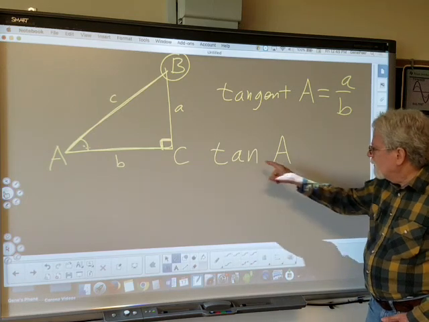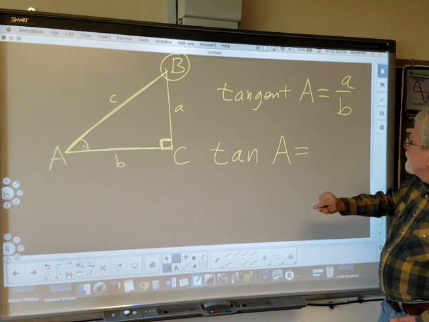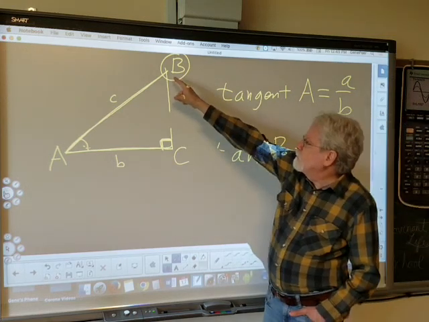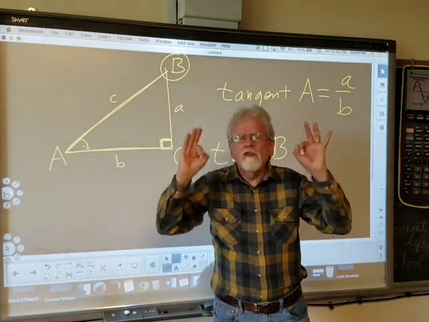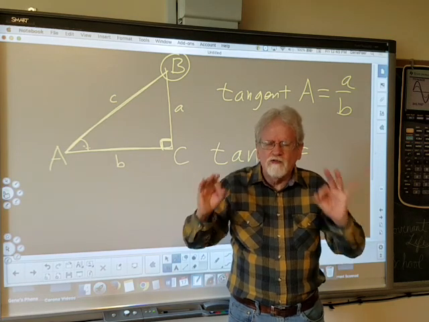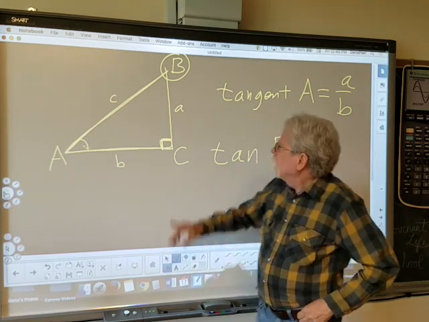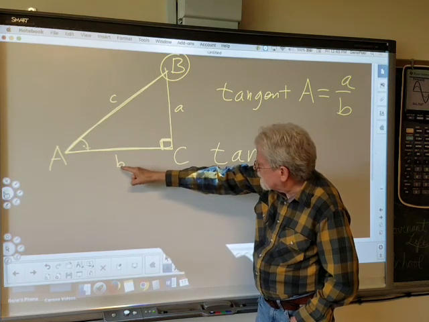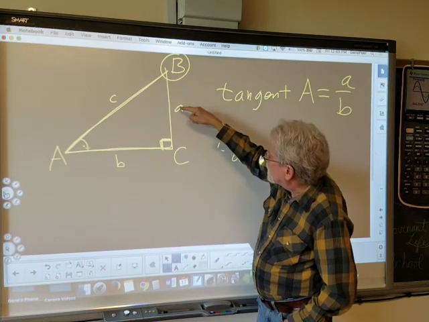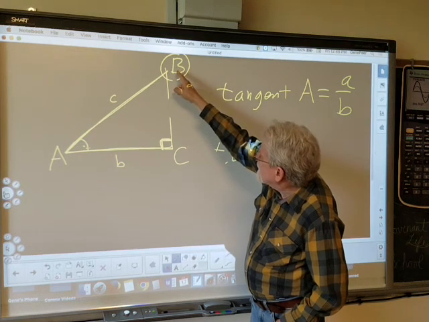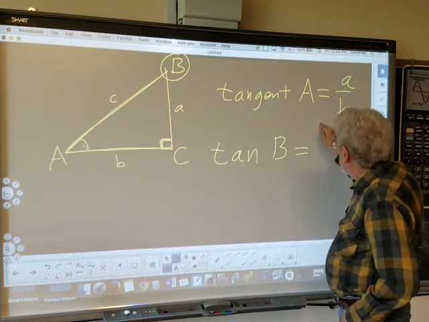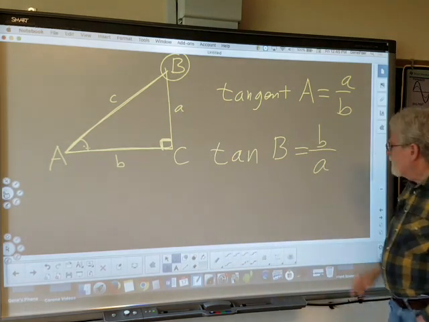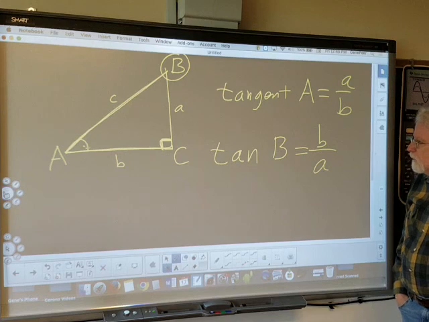So we have tangent of A. What is the tangent of A? Oops, we already did A. Let's do tangent of B. Tangent is always equal to opposite over adjacent. Always. So the tangent of angle B would be its opposite over its adjacent. Tangent always equals opposite over adjacent.